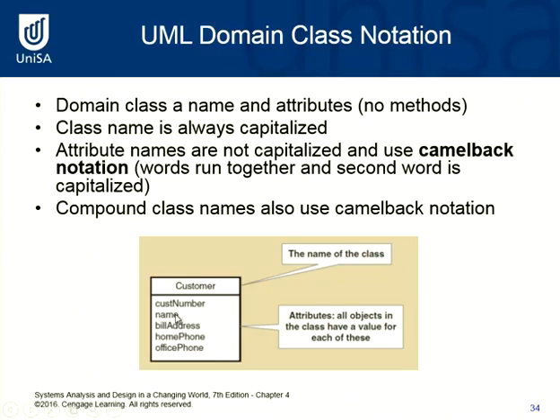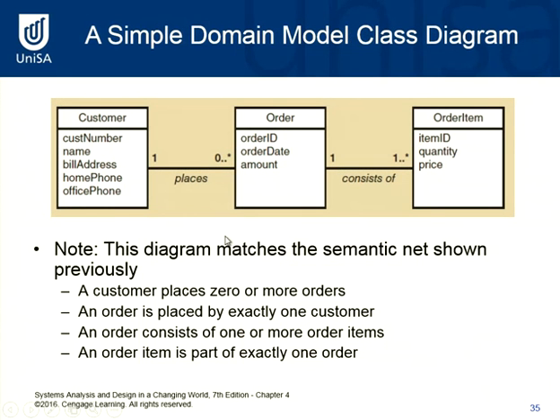The attribute names, there's a couple of different notations that they use, but in this book and this scenario they call it the camelback notation. What that means is basically when the words run together, the first word is lowercase and the second word is capitalized. So if there's two words, you put them together, the first word's lowercase, the second word is uppercase. This only applies for the attributes.